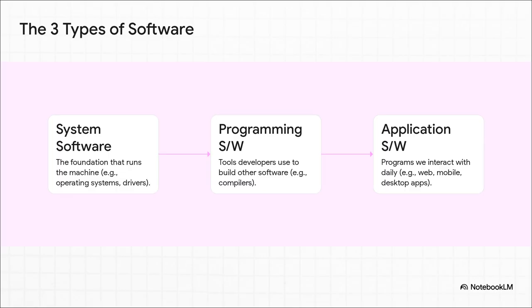Now, software isn't just one thing. It kind of comes in three main flavors. First up, you've got your system software. Think Windows, Mac OS, the basic stuff that makes the machine run. Then you have programming software, which are the tools that developers use to actually build other software. But for us, as users, our focus, and the focus of this explainer, is almost always on that third one, application software. These are the apps we use every single day.